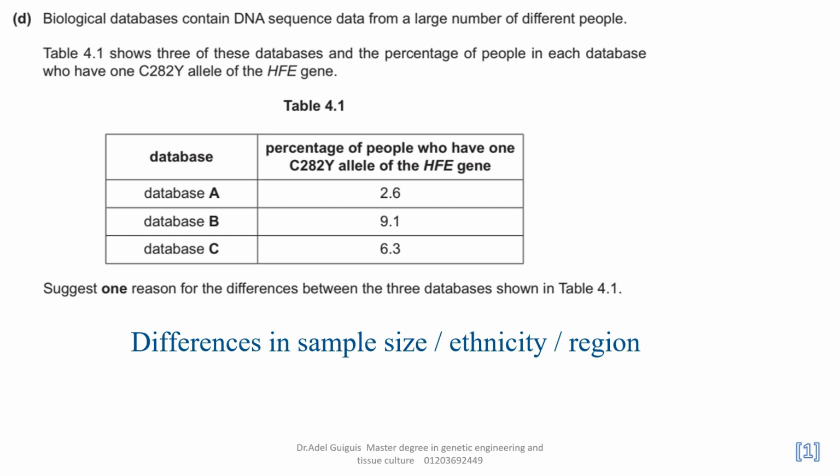Also, these sequences are for genes of different ethnicity. Ethnicity means races, different regions of the world. So the percentage of people differs according to sample size, ethnicity of people, and region of these countries.